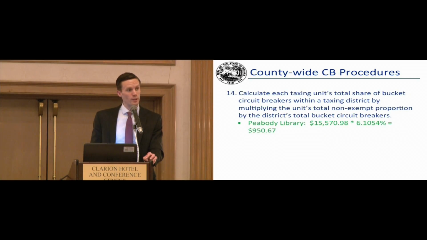So similar to what we did with the over 65 calculation, we're going to figure out what each individual unit's share is of the taxing district's bucket circuit breaker amount based on that proportion that we just calculated. So we have $15,570 in taxing district 14 multiplied by Peabody Library's individual proportion, so roughly 6%. We arrive at $950.67. So in this case, $950.67 refers to the amount of the 1%, 2%, and 3% circuit breakers that are going to be applied to the individual funds for Peabody Library within taxing district 14.